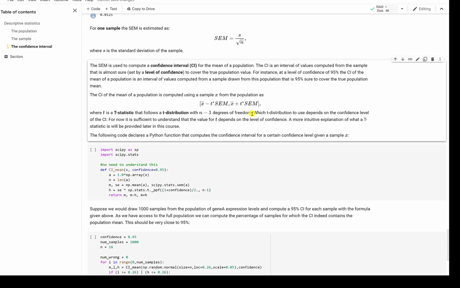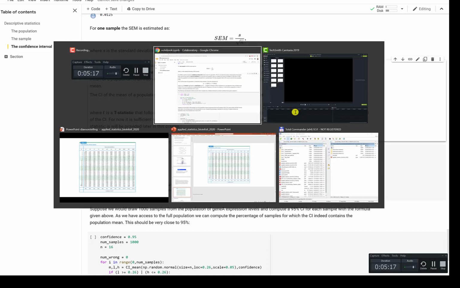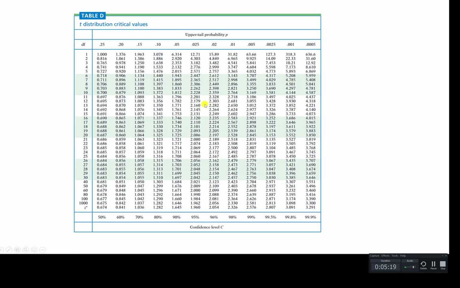So, how do we determine this t? Well, just like in the old times, we can go look it up in a book. So these are these typical critical values, in this case for t.